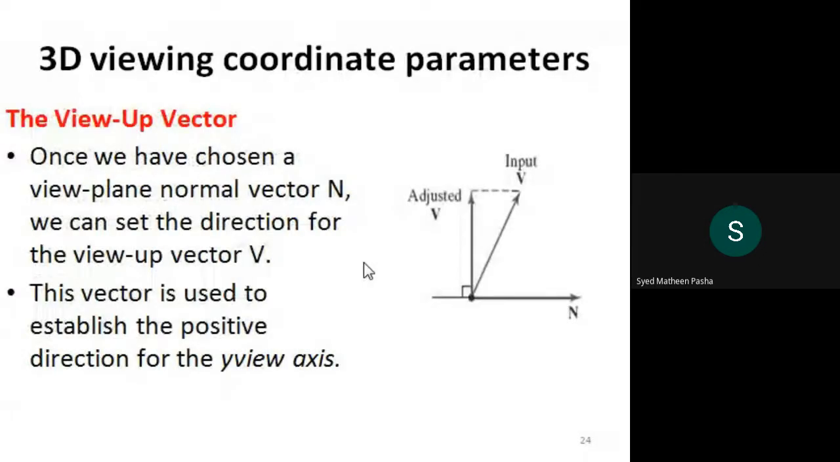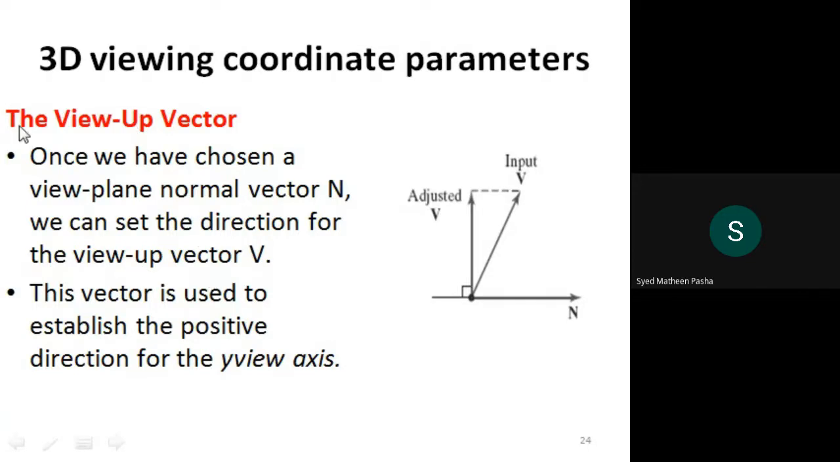Then there is something called the view up vector. So what is this view up vector? As we have now studied a normal vector, with respect to the normal vector, if there is some adjustment you want to do with respect to the image, then you can consider the view up vector. Once we have chosen a view plane normal vector, we can set the direction for the view up vector v. That is, with the help of the normal vector n, a direction can be chosen with respect to the vector v.